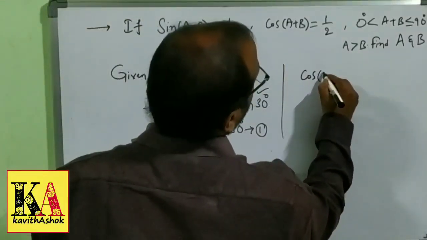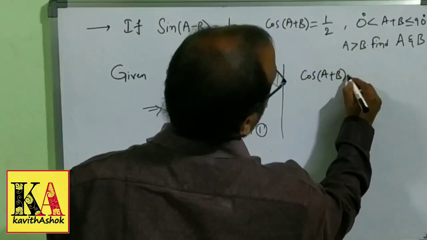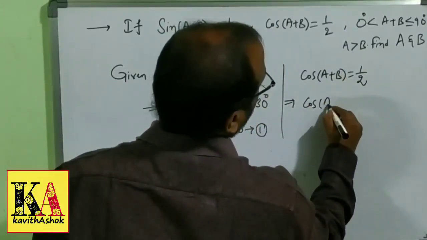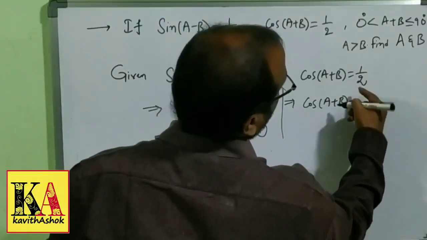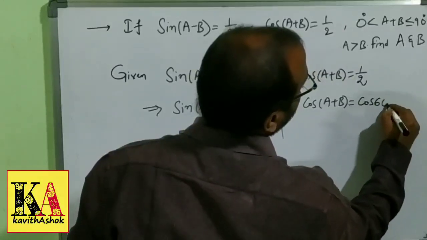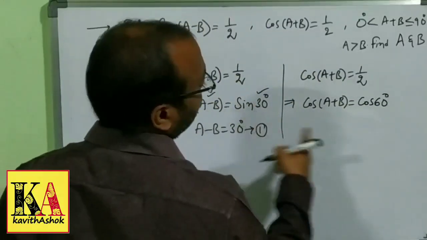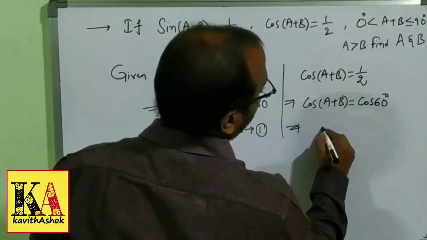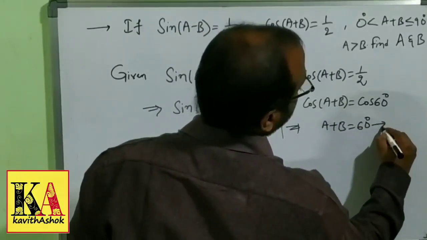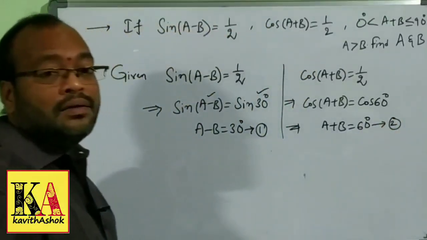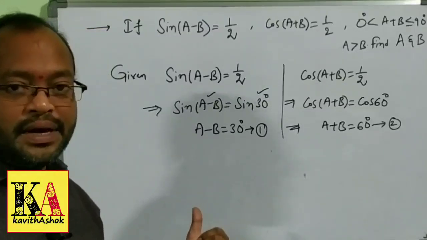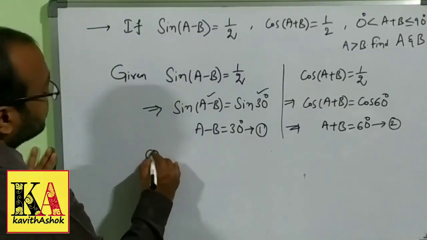Cos of A plus B is given as 1 by 2. So again, cos of A plus B is equal to 1 by 2. 1 by 2 in terms of cos is nothing but cos 60 degrees. Cos 60 and sin 30 both will be 1 by 2 only. So then what can we get here? A plus B is equal to 60 degrees. Take this as equation number 2. Both are less than 90 degrees, acute angles.